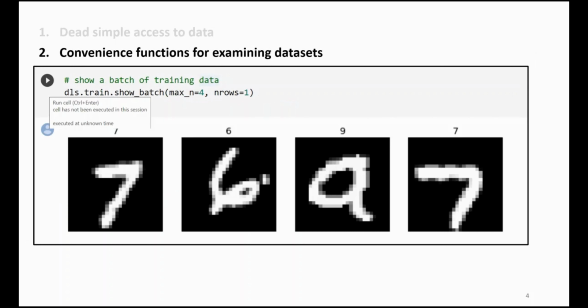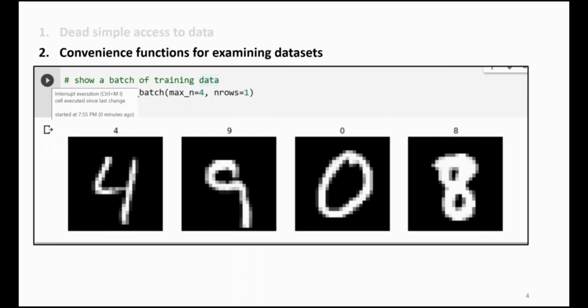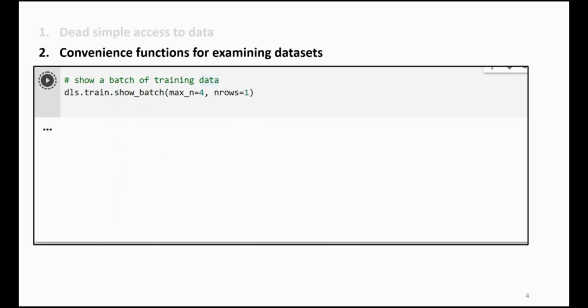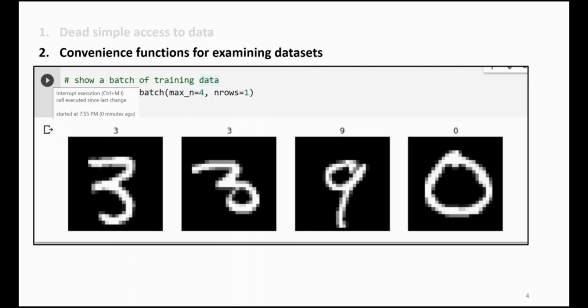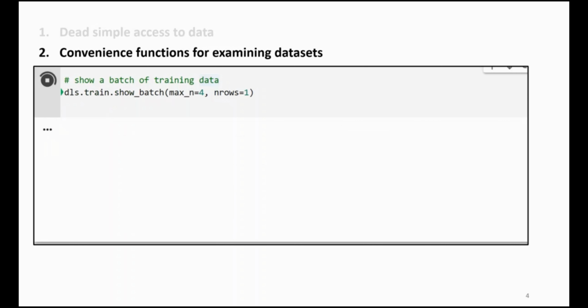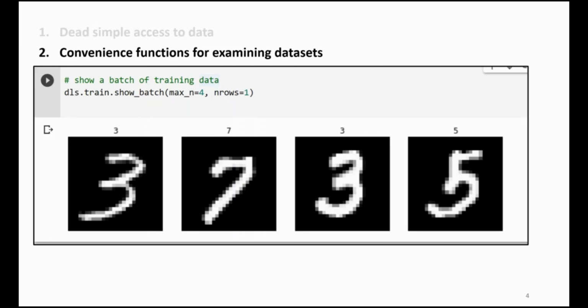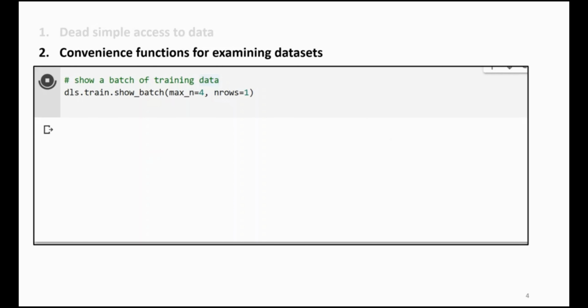fastai incorporates a wide range of functions that make it easy to examine datasets. This example shows how you can use showBatch to examine what batches in the training set and the test set look like. fastai also supports functions that make it easy to look at individual elements of the dataset.